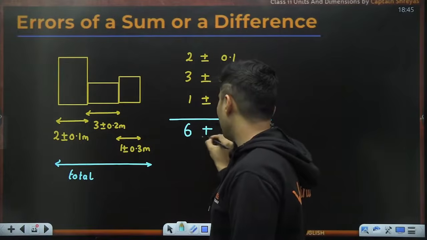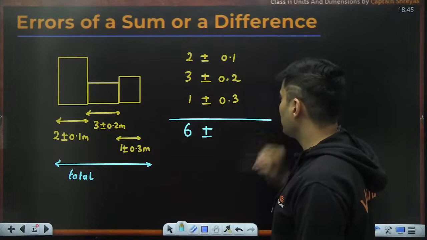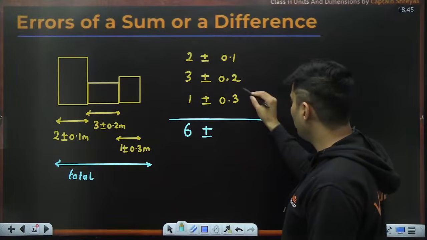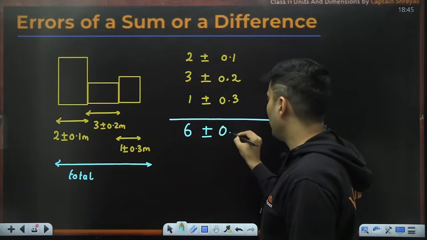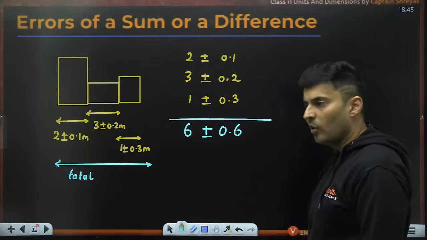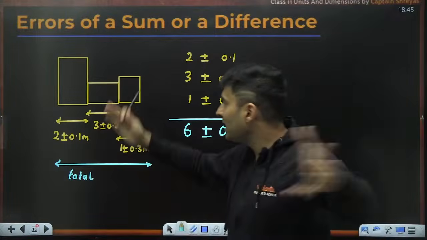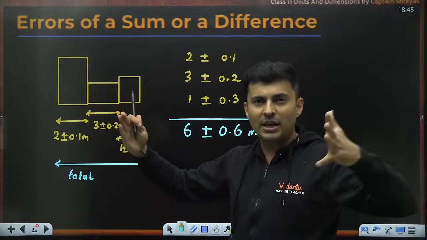Then you put plus minus. The absolute errors also, you just add them. 0.1 plus 0.2 is 0.3. 0.3 plus 0.3 is 0.6. Okay, by coincidence, this became 6 plus minus 0.6 meters. So that is the answer for this. So the total length will be 6 plus minus 0.6.